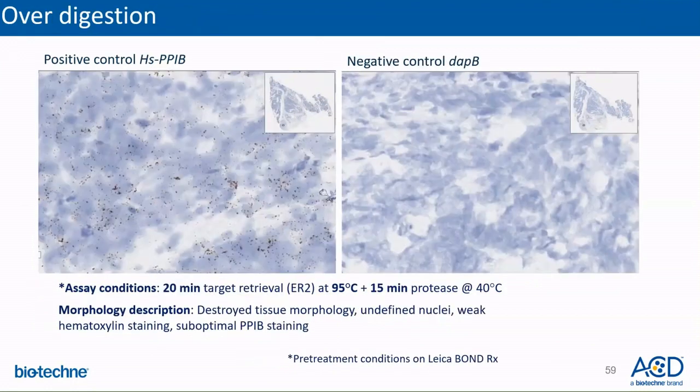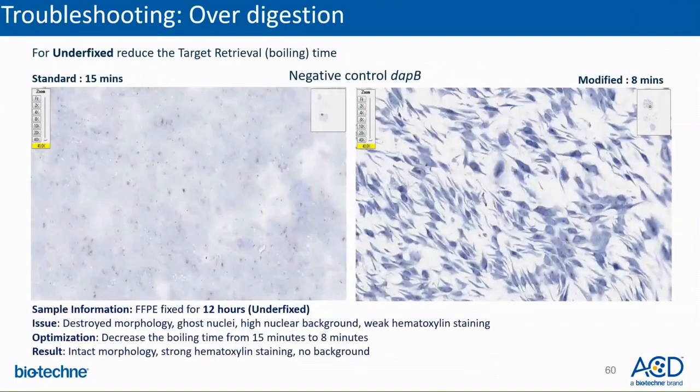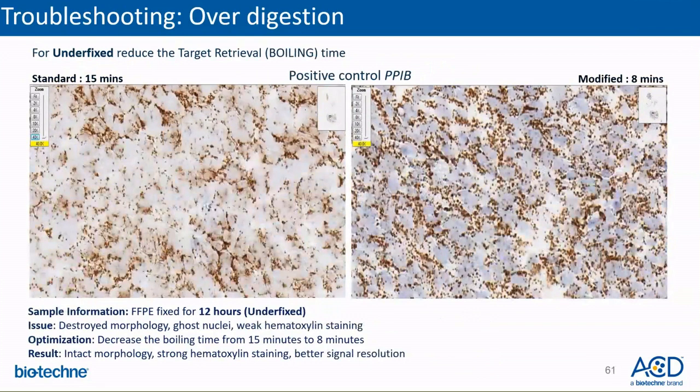Compared to the previous slide, this image shows a tissue that has been overdigested, in which the nuclei are now undefined due to suboptimal tissue morphology, and the PPIB staining is slightly weaker than expected. Here, the target retrieval time was reduced to 8 minutes, and that improved the morphology and eliminated the background seen in the negative control. Compared to the image on the left, you can see that there is better morphology and better signal resolution after using the modified target retrieval time.